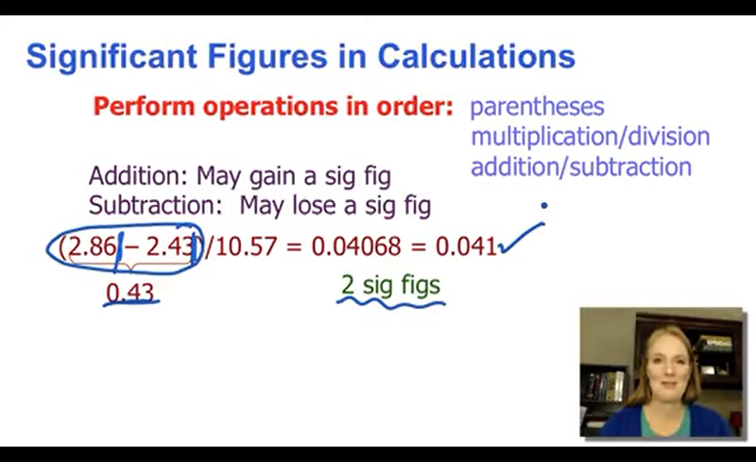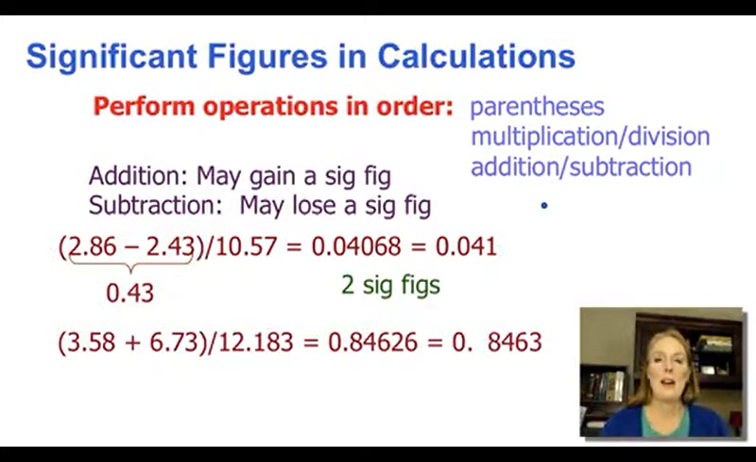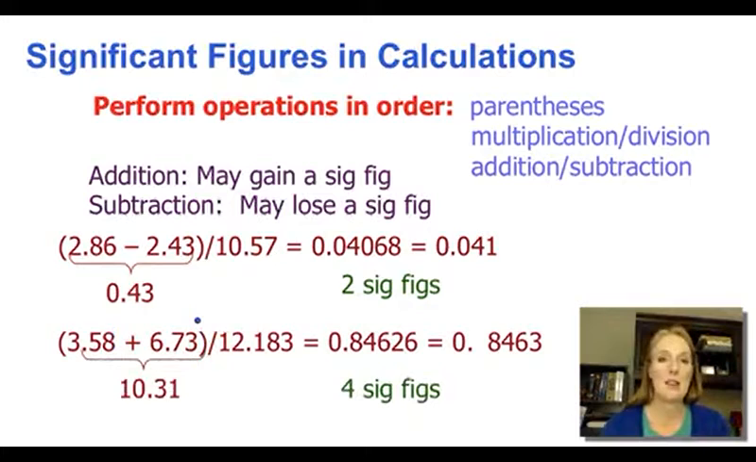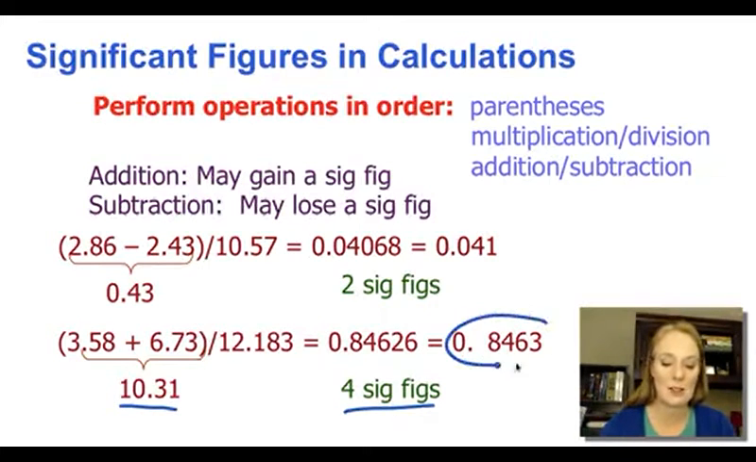Let's do another example. 3.58 plus 6.73. In this case, I have 2 quantities that each have 3 significant figures in the measurement, but both of those measurements were precise to the 100th place. So when I add them together inside the parentheses, I get an answer of 10.31. That has 4 significant figures. Therefore, when I take that 4 significant figure number and divide it by a 5 significant figure number, my answer needs to be expressed to 4 significant figures. Does that make sense?